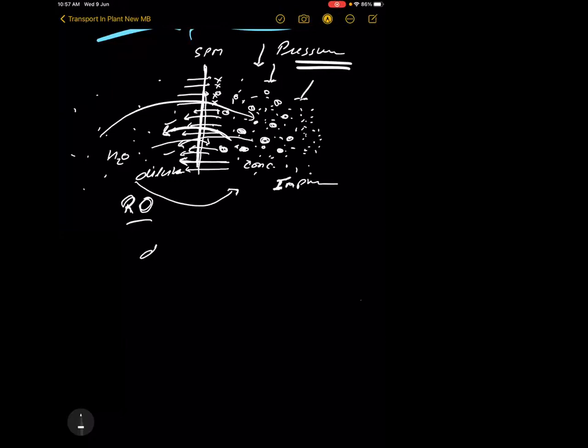See, osmosis means what? From dilute to concentrated. This is osmosis. So what will be the reverse osmosis? Concentrated to dilute. So that is reverse osmosis. That's it. Dilute to concentrated is the rule, the natural process through the semi-permeable membrane. From the dilute solution to the concentrated solution, water moves. This is osmosis. So what will be the reverse osmosis? From concentrated to dilute. Is it clear?